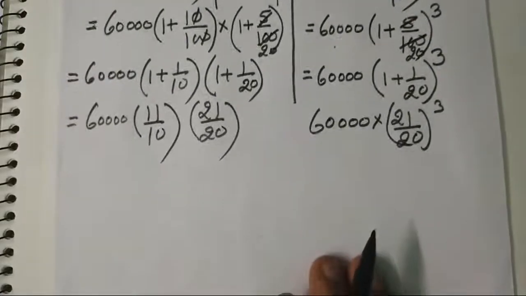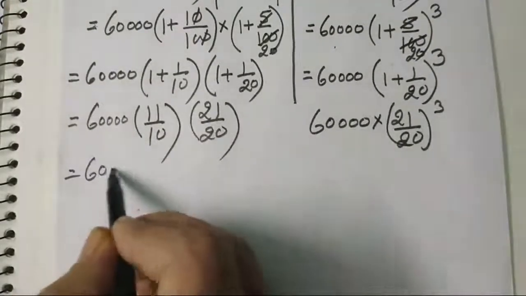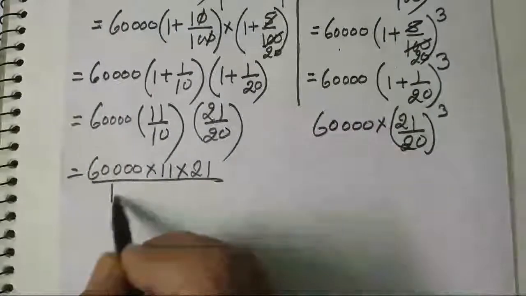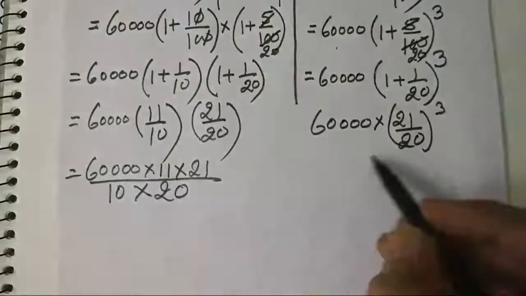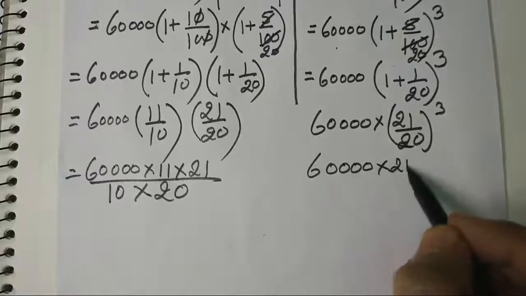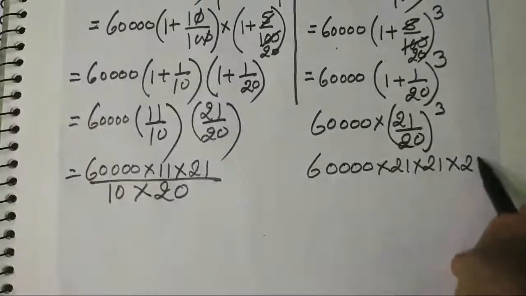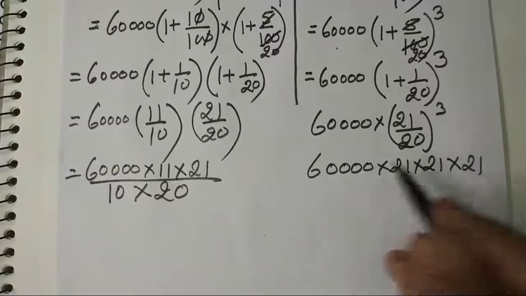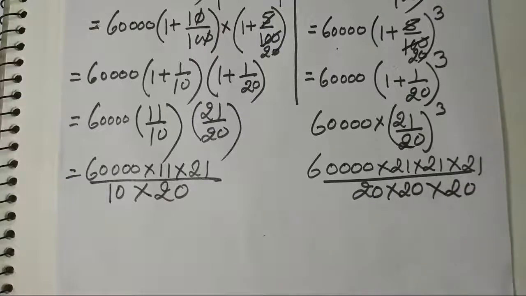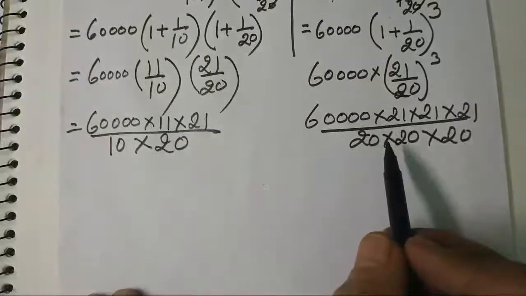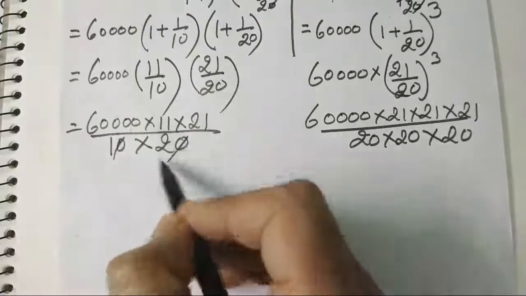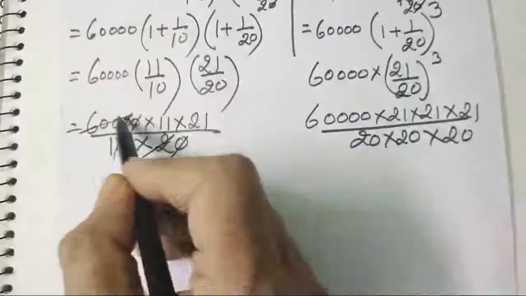Now you have to just finish it. So 60,000 into 11 into 21 upon 10 into 20, and in half yearly it will become 60,000 into 21 into 21 into 21, because this is whole number power 3, and divided by 20 into 20 into 20. Now you will simplify and you will get the amount here also. So this is simple, you can complete the calculation.